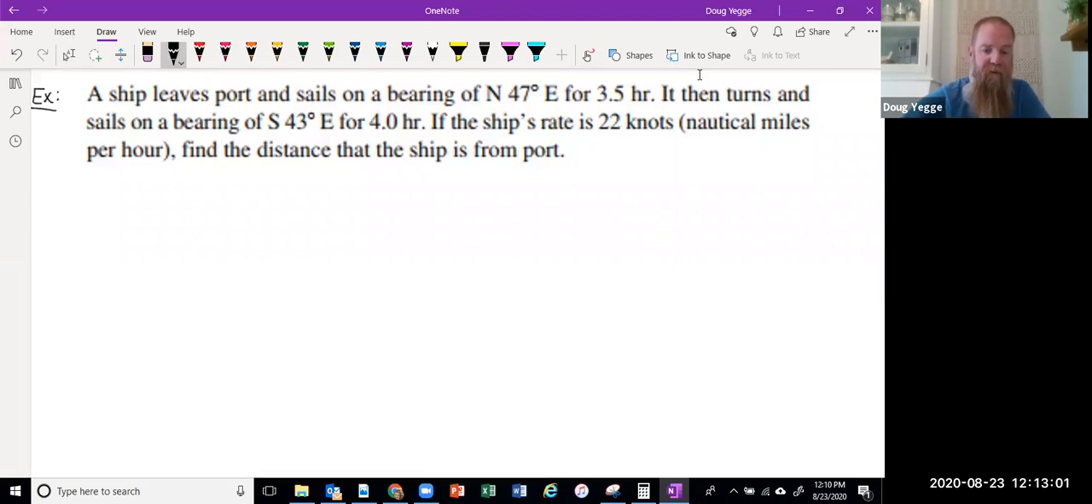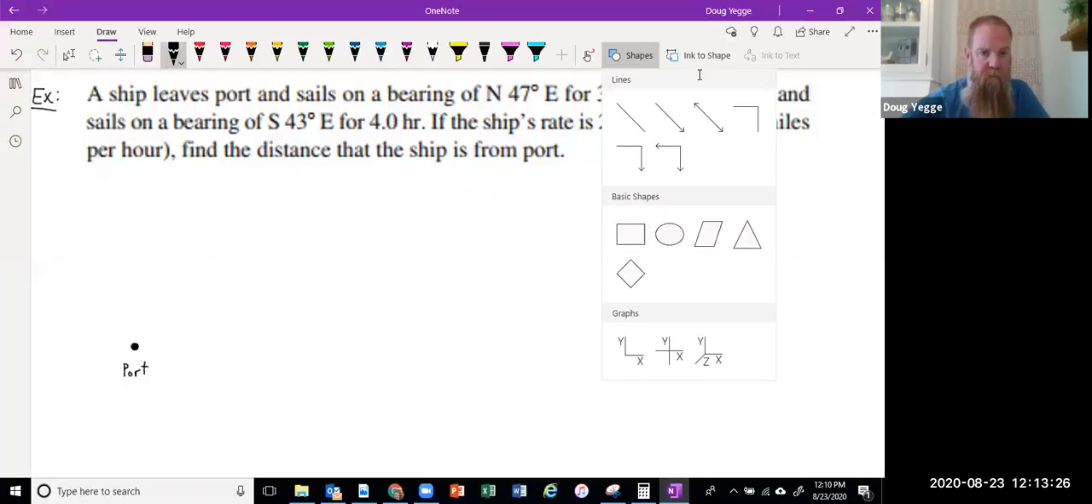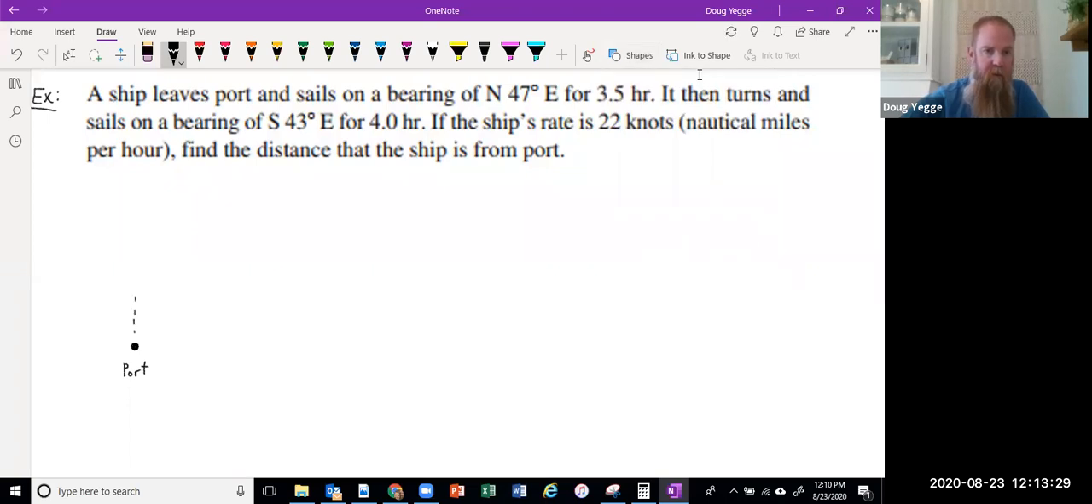So we have to start off by drawing where the port is. So the port, let's just say, is right here. And it says he's sailing on a bearing of north 47 degrees east. So we first have to draw our north line. The thing is that he's not actually sailing north, so that's why I'm putting my north line as a dotted line. But now it says that it's going to turn towards the east, which is turning this way. We've just got to turn 47 degrees.